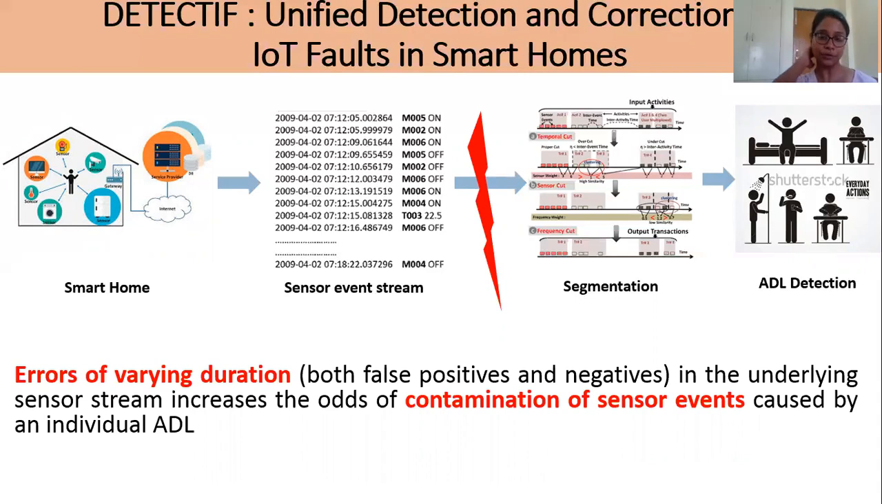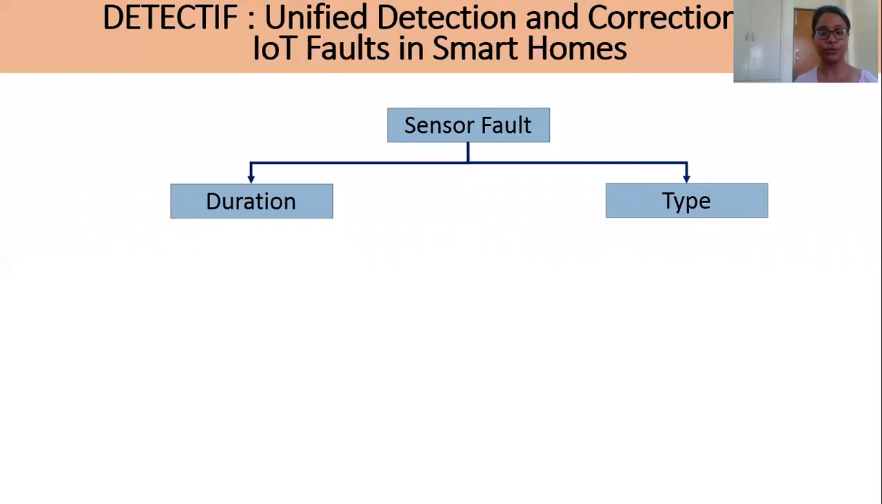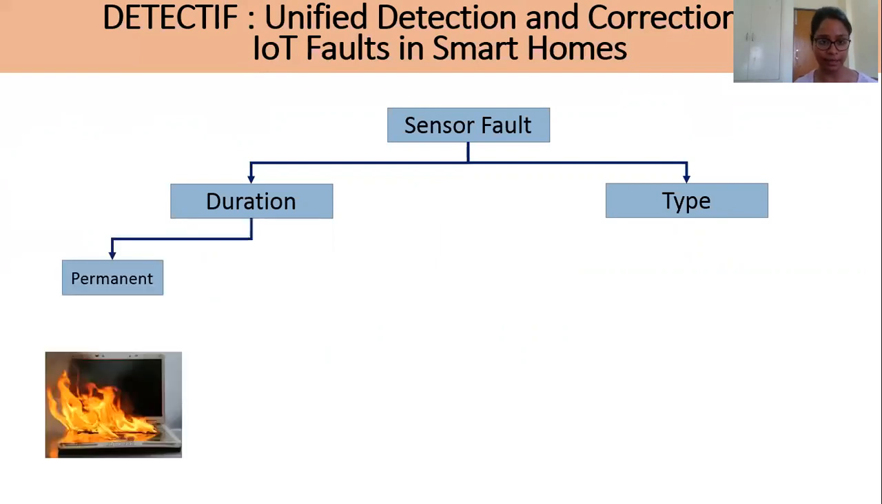So there could be various kinds of errors that can contaminate the sensor events and hamper the accuracy of ADL detectors. So what kind of faults are there? You can look at sensor faults from two perspectives. One is duration and another is type. By duration, I mean that there can be three things. The first is permanent, meaning that a sensor has failed permanently due to some sort of hardware damage perhaps.